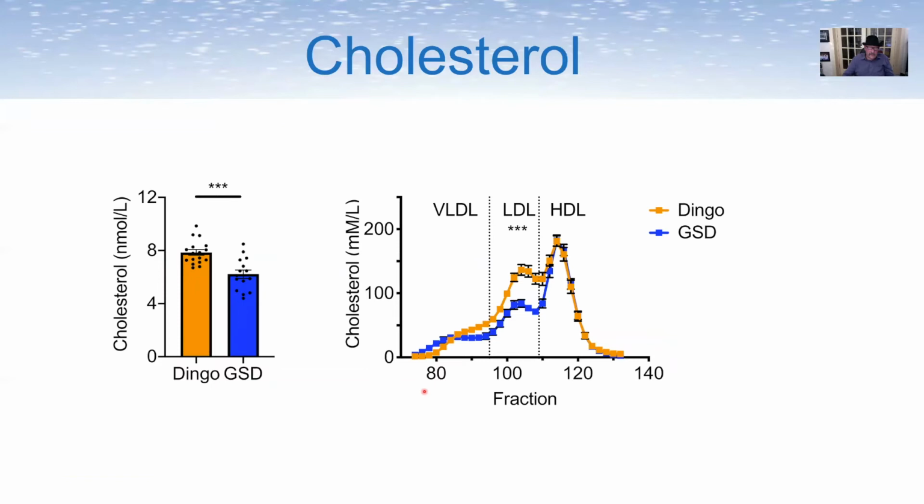As expected, dingoes had higher cholesterol than German shepherds, and this was highly significant. We then looked at cholesterol fractions in VLDL, LDL, and HDL. Notably, it is only the LDL component which differs between the dingo and the German shepherd. This supports the hypothesis that dingoes are more likely to be resistant to infection than domestic dogs.